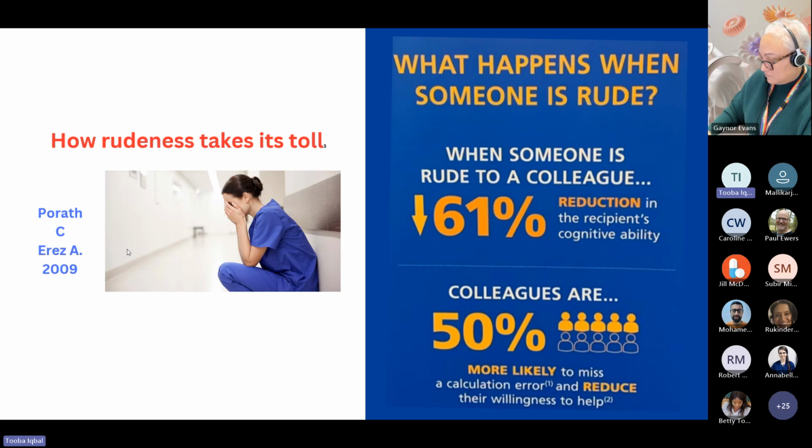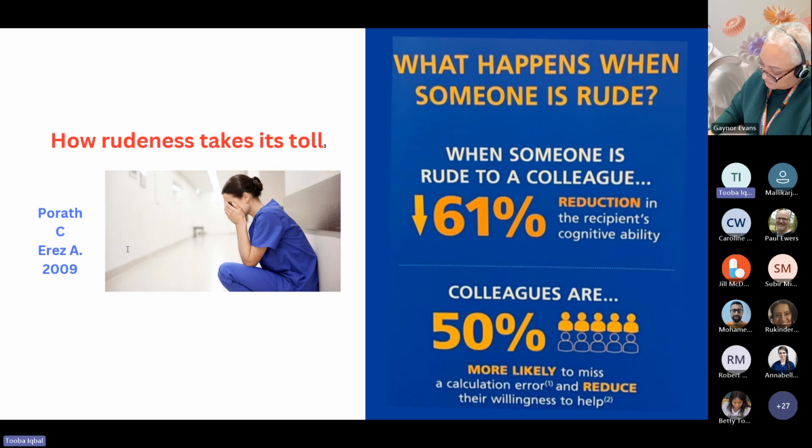So when someone is rude to a colleague, there is a 61% reduction in the recipient's cognitive ability. Now, this is quite significant. And if you put this number into a healthcare setting, it can really poorly affect how we treat our patients, and it can lead to adverse events.